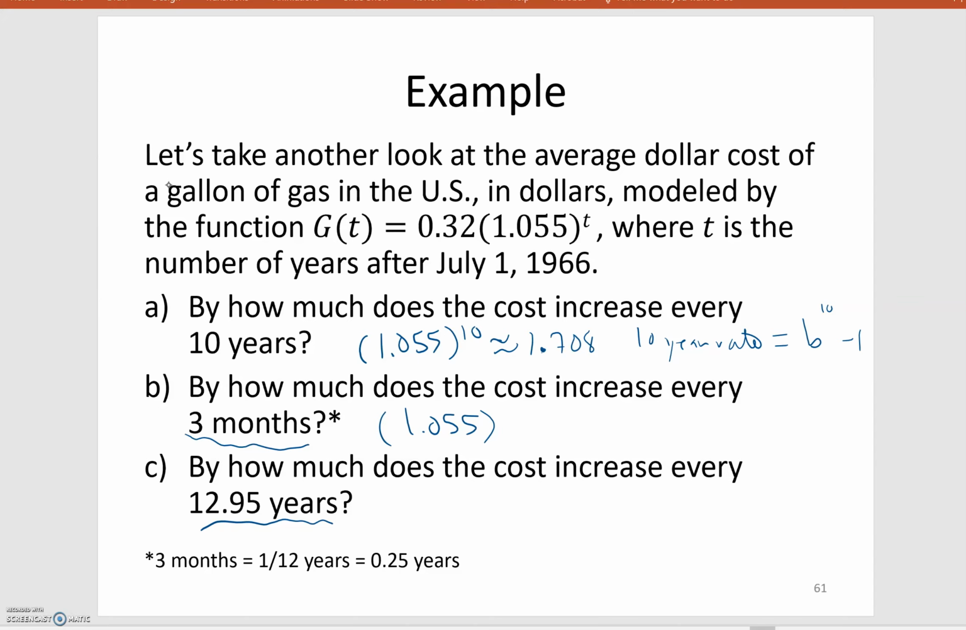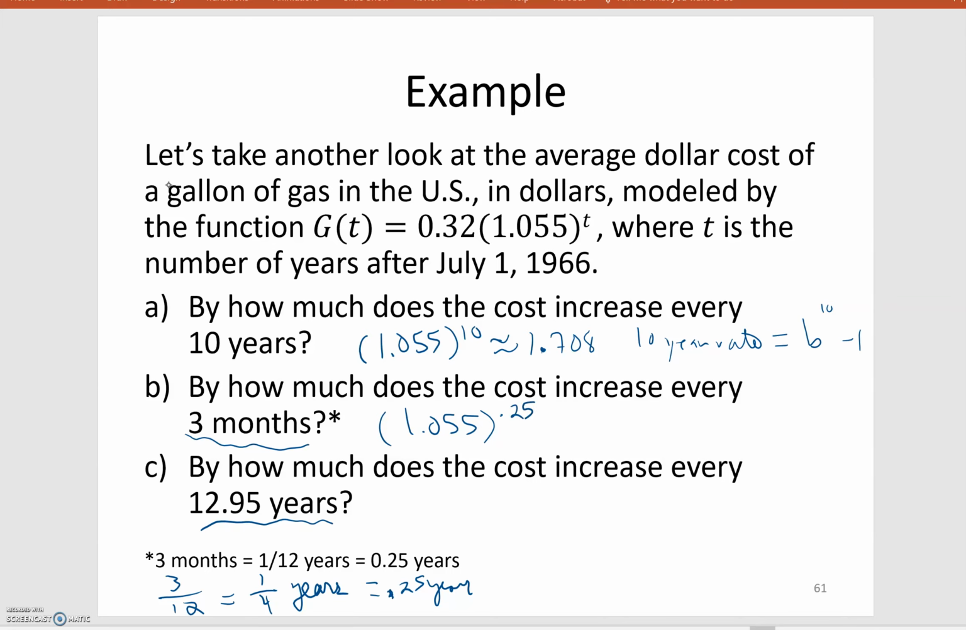Hold on a second. Little mistake here that I want to clear up. The answer is correct. I just said 1/12. That's not right. It's 1/4. It's 3/12. So that's 0.25. Anyhow, our final answer is still correct.